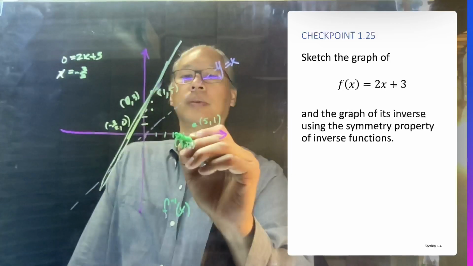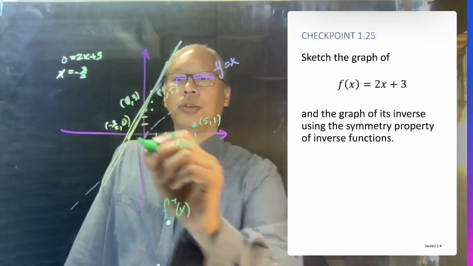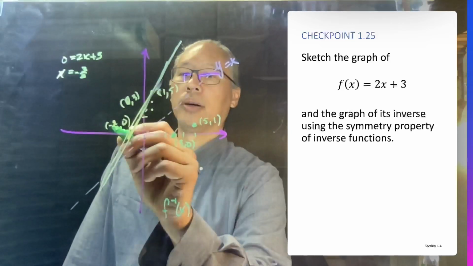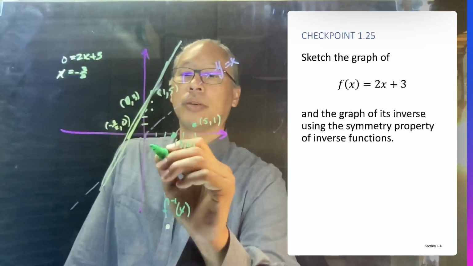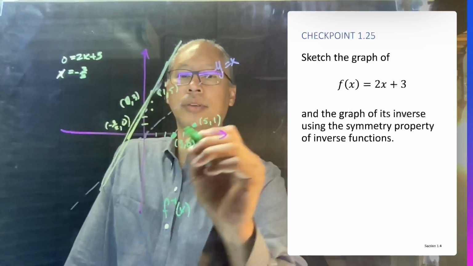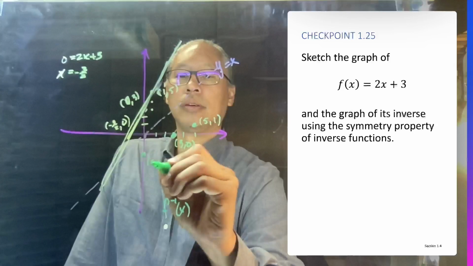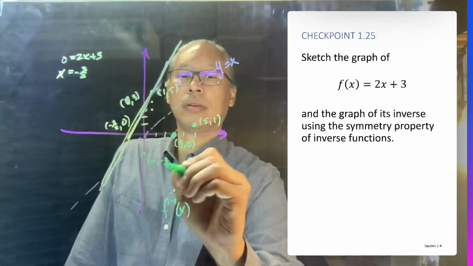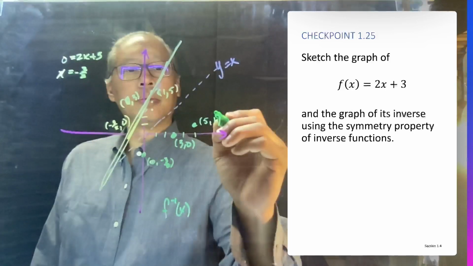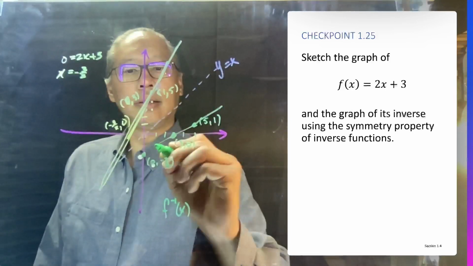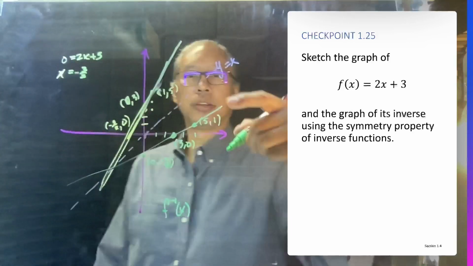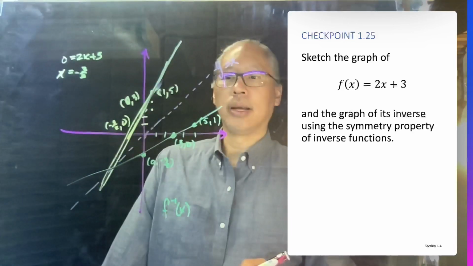Okay, so we have these 2 points. Oh, we also have the third point that we found, negative 3 halves, 0. So we will have 0, negative 3 halves. Okay, so basically all these points will be on that line, and this new function is reflected about this line y is equal to x.